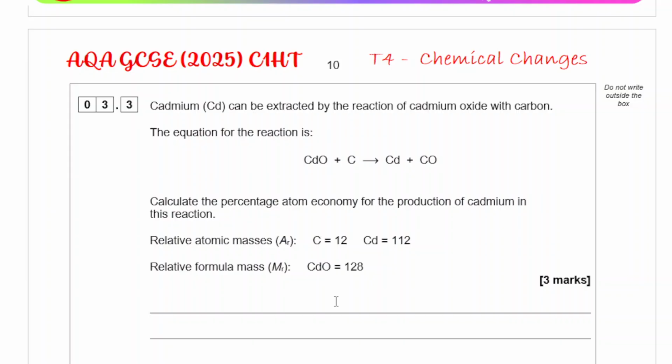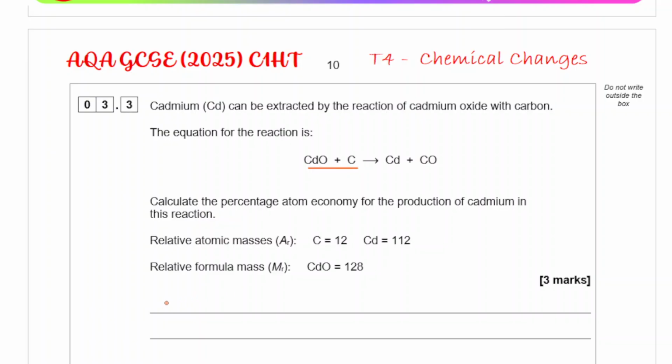Cadmium, Cd, can be extracted by the reaction of cadmium oxide with carbon. The equation for the reaction is CdO plus carbon gives you cadmium plus carbon monoxide. Calculate the percentage atom economy for the production of cadmium in this reaction. Now, how do we work this out? First of all, let's work out the total relative formula mass of cadmium oxide and carbon.